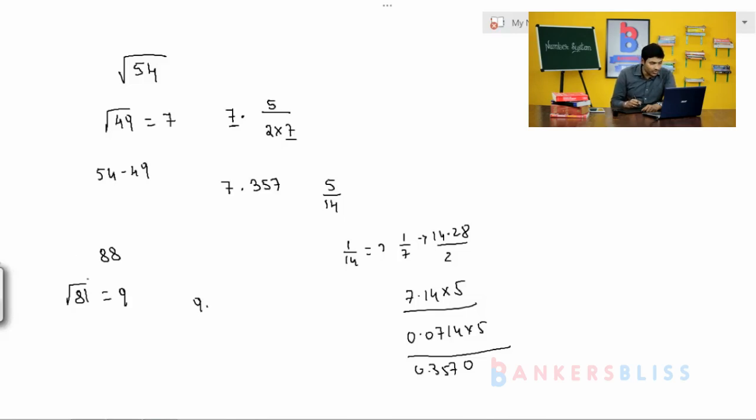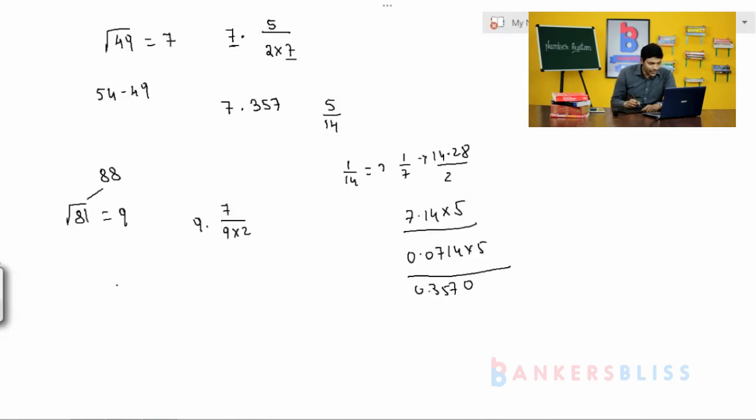Now, what is the difference between 81 and 88? That is 7 divided by 9 into 2. So, now you have to calculate 9 point 7 divided by 18. So, 7 by 18 answer you should learn.